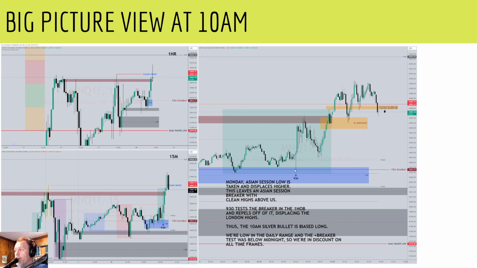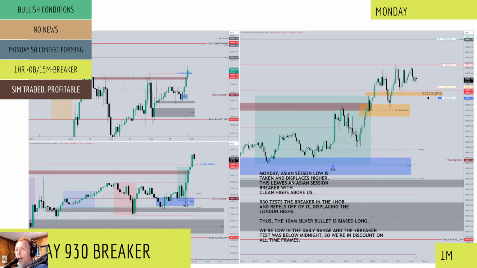So notice where this 9:30 test comes in. It's below midnight. It's in relative discount on the daily range. And look where it is relative to the range of the session. It's down in the low side of it. If you take that London high to the London low, it's down in the bottom half of it. So that's all good signals for a bullish bias. If the bias is bullish, those would be all good locations for buy signals, which is what we get.